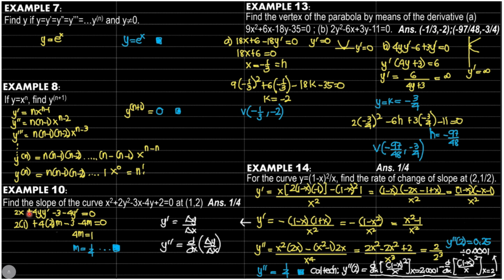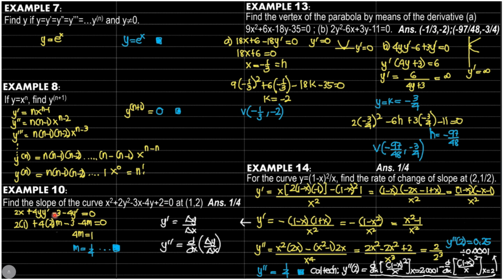Find the slope of the curve x squared plus 2y squared minus 3x minus 4y plus 2 equals 0 at the point (1, 2). The first derivative of y as a function of x is the slope of the tangent to the curve. So this is an implicit function, and we differentiate each term individually. The derivative of x squared is 2x. The derivative of 2y squared is 4y y prime. Then minus 3 minus 4y prime plus 0 equals 0.